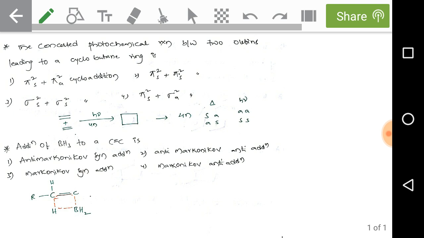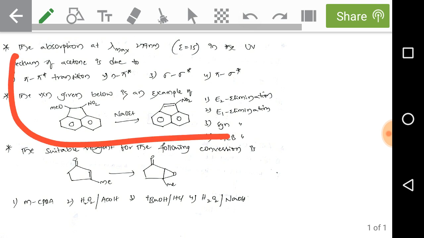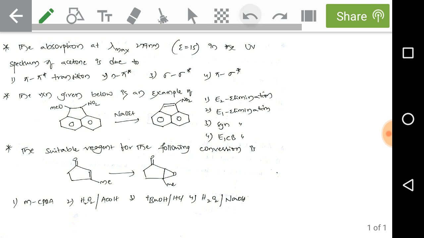Okay, right. Next one, addition of BH3 to a C=C double bond is simply anti-Markovnikov addition, where the hydride adds onto the more substituted, that means branched, carbon. Okay, right. Next one, the absorption at lambda max of 279 nanometer with epsilon 15 in the UV spectrum of acetone is just due to the n to pi star transition.